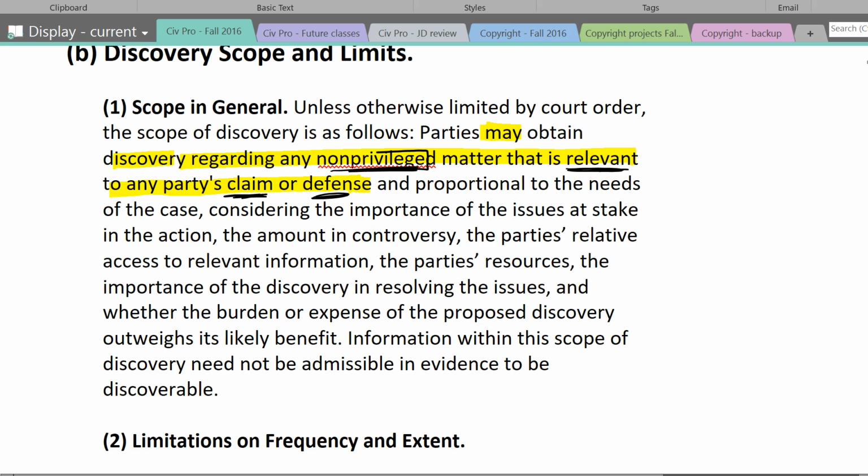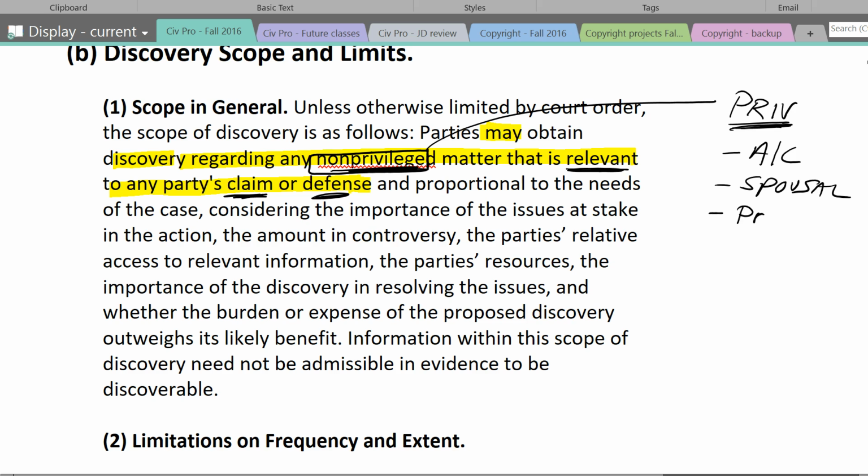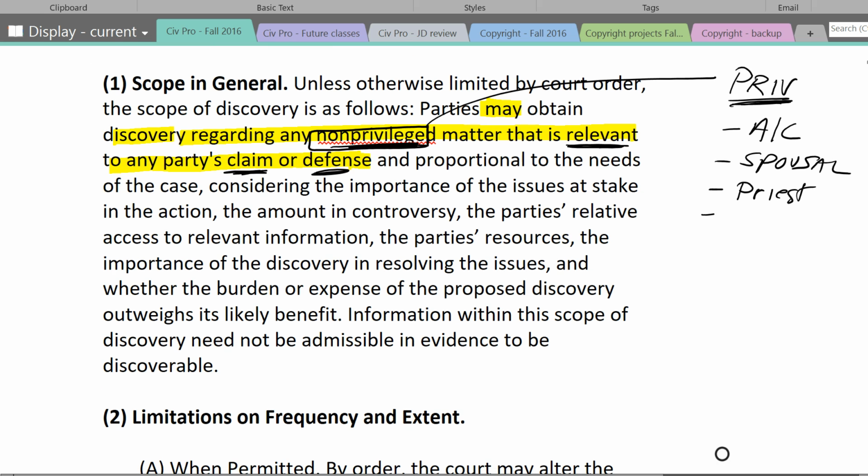but it's also got to be non-privileged. Okay, something that's non-privileged. And we're going to talk about privileges in a future video, but privileges would include things like the attorney-client privilege, the spousal privilege, the priest-parishioner privilege. It could include, if there's a relevant psychoanalyst or psychiatrist privilege. Also, the Fifth Amendment constitutional privilege against incriminating yourself. Okay, so if something is a privilege and that privilege is still in effect, it's not waived, then that matter can't be discovered even if it's relevant. Okay, so discovery can only be of non-privileged matter.